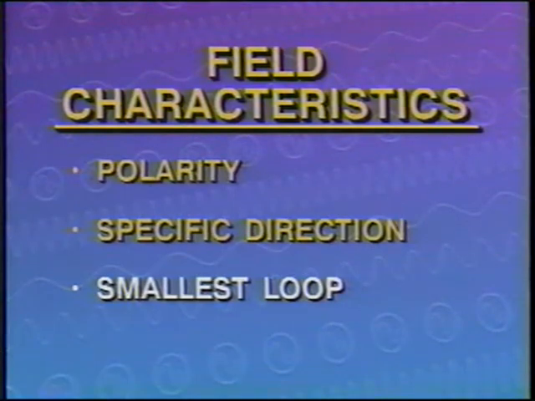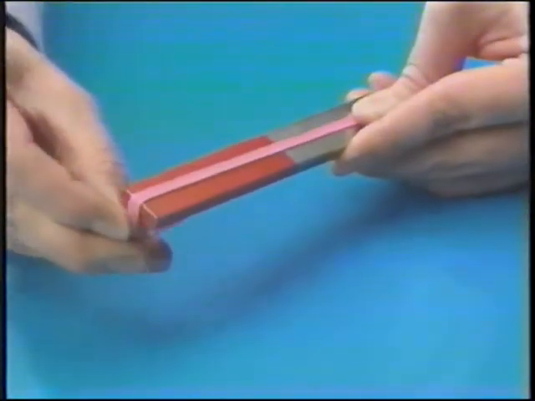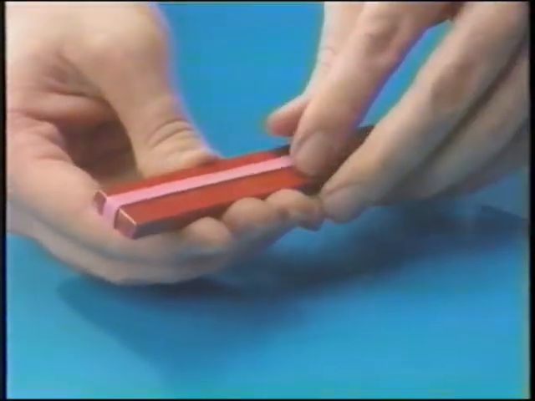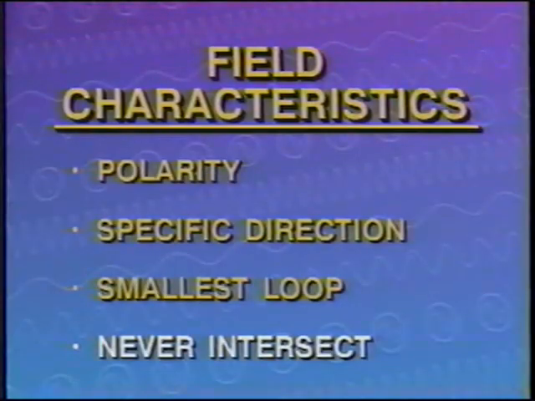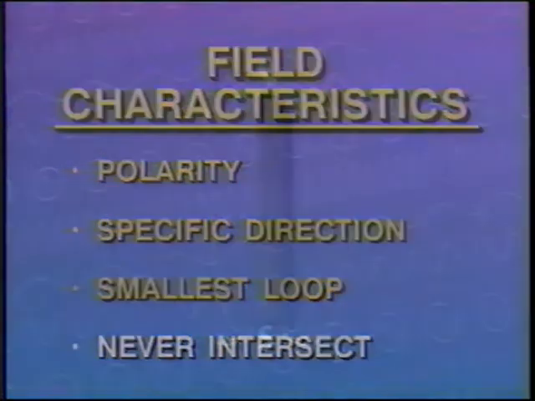Another characteristic is that magnetic lines of force always tend to form the smallest loop possible. Like stretched rubber bands, the lines of force always try to contract toward the surface of the magnet. A final characteristic is that magnetic lines of force never intersect. The lines of force will always run parallel. These are important characteristics of magnetic fields because they affect how alternating current is generated and utilized. Be sure to keep them in mind.